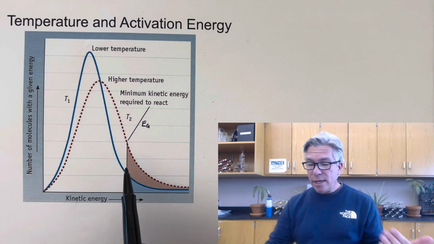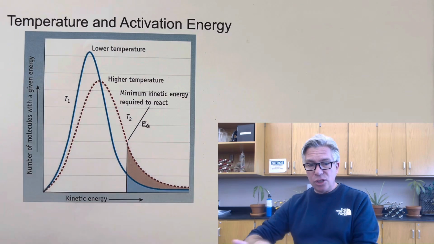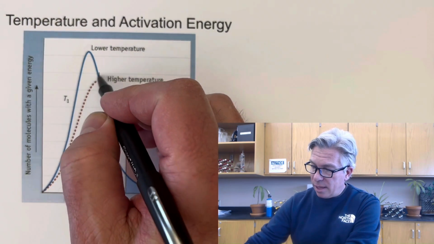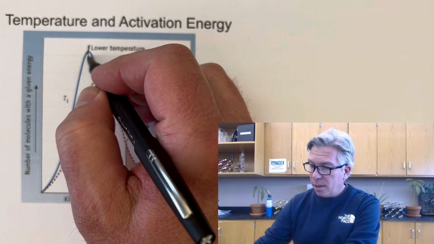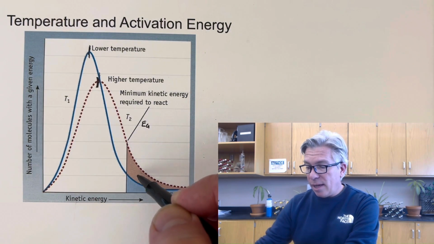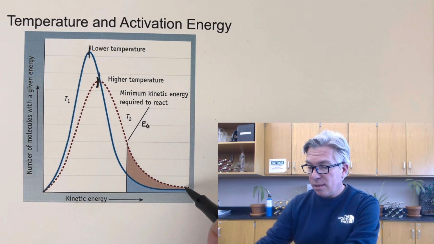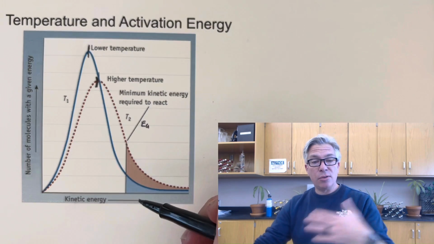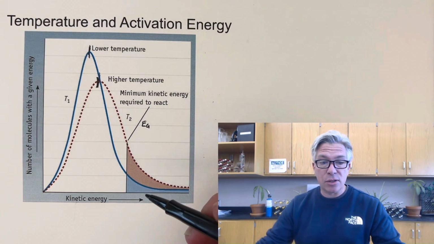But if you crank up the temperature, the whole mountain shifts to one side, and now the average is higher than, say, here than there. You've got more molecules with a higher average kinetic energy, and a larger portion of this shaded area under the curve that's beyond the activation energy. So the more molecules with enough energy, the faster the reaction's going to go.